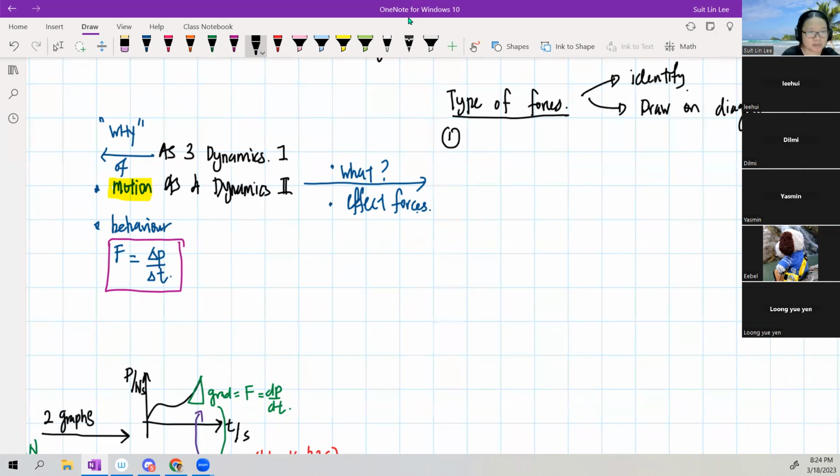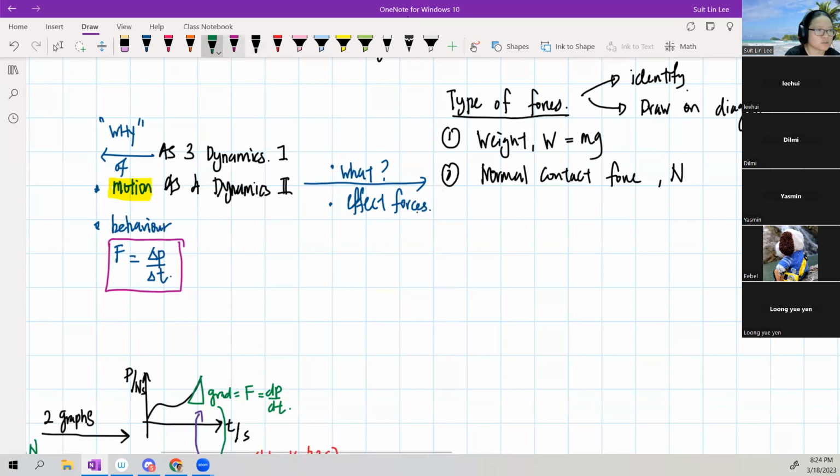Okay, so the type of forces that we have is your weight. This one is the easiest one. Everyone knows this is mg, pulling downward. Second one would be your normal contact force. So this is N. It exists when there are 2 surfaces touching each other. So we need 2 surfaces in touch, in contact. Normal contact force. And because when you see the word normal, think about 90 degree. 90 degree from the contact surface.